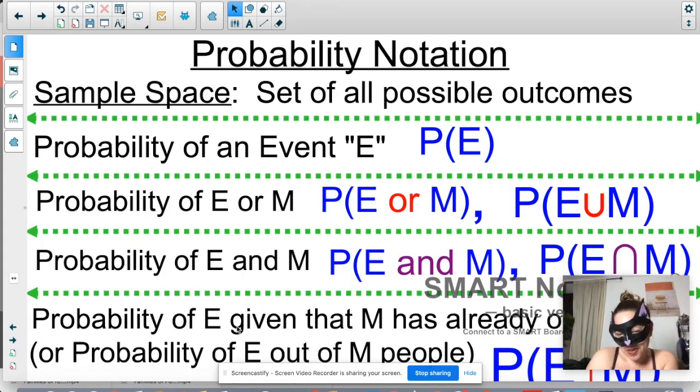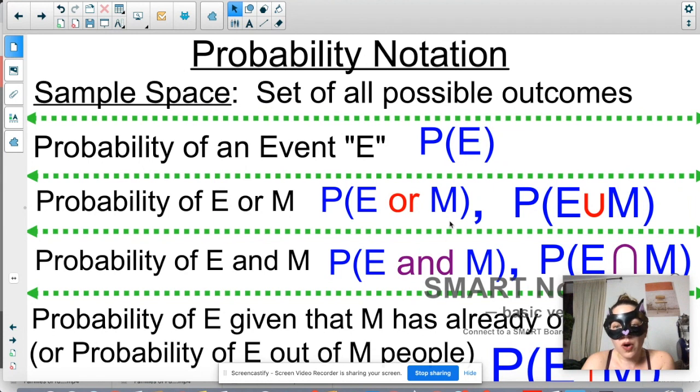Hey, let's continue with the notes now. So this is probability notation. These are going to be how we write probability. Sample space is the set of all possible outcomes. Probability of an event E would be written as P parenthesis E. So that means you would say probability of event E.